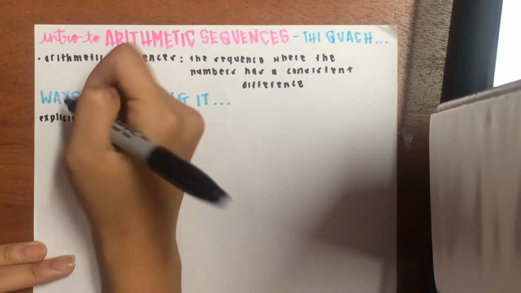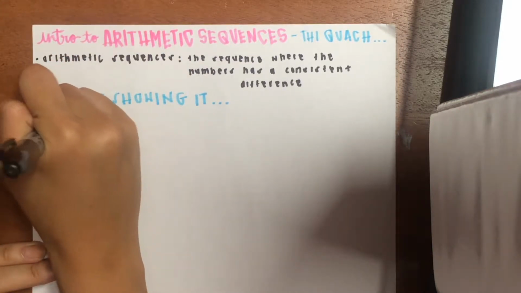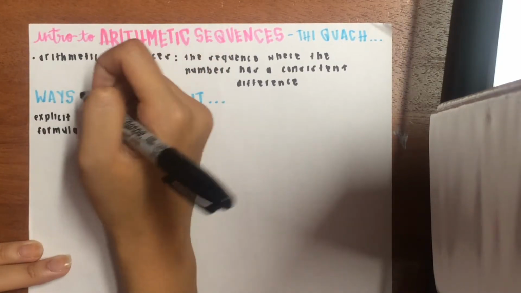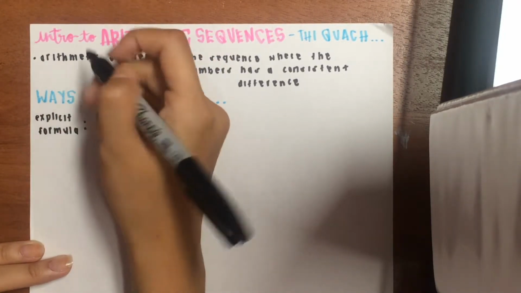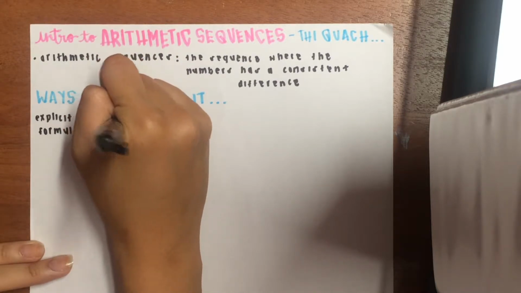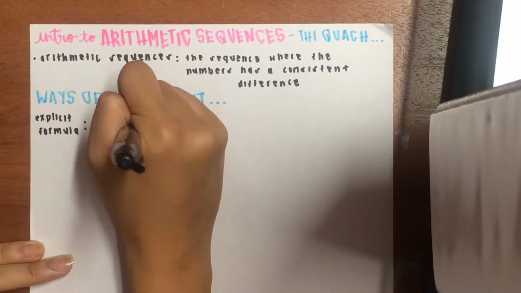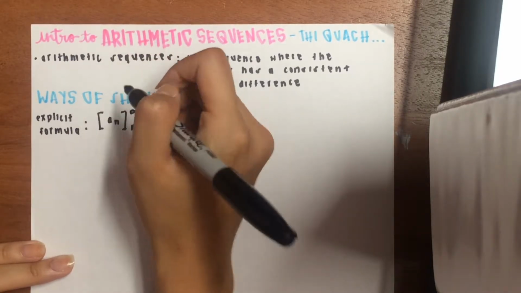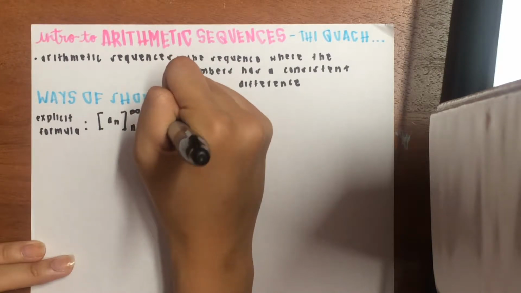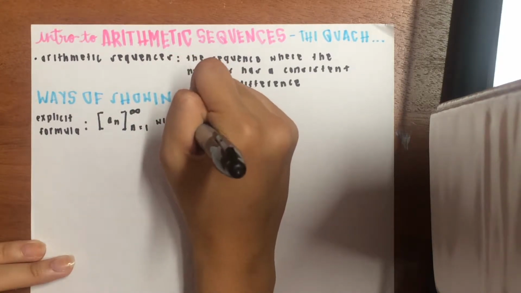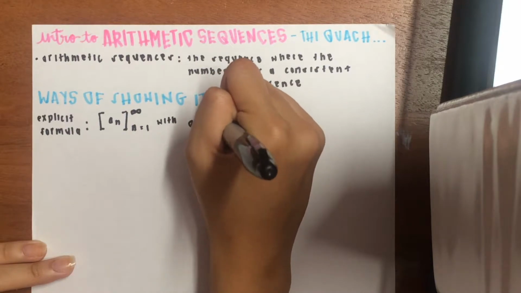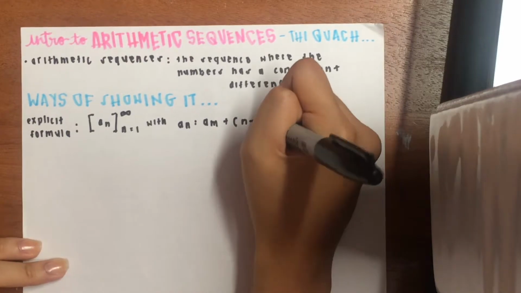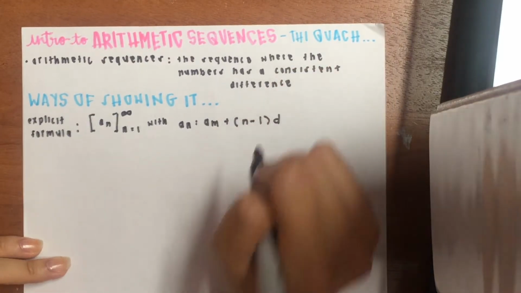There are two ways of showing arithmetic sequences. The first one is the explicit formula, which is n is equal to 1, and it can go all the way up to infinity, with a_n equals a_1 plus (n minus 1) times d. a_n is what we are looking for. a_1 is the first number in the sequence, n is the term that we are looking for, and d is the difference between the numbers in the sequence.